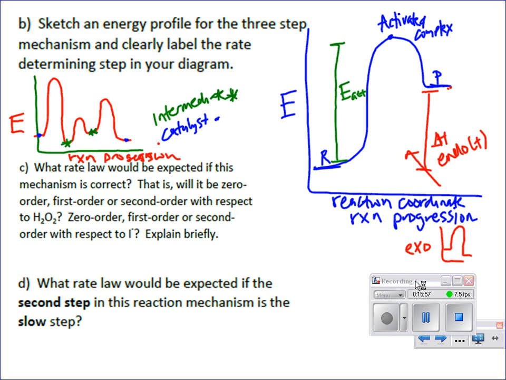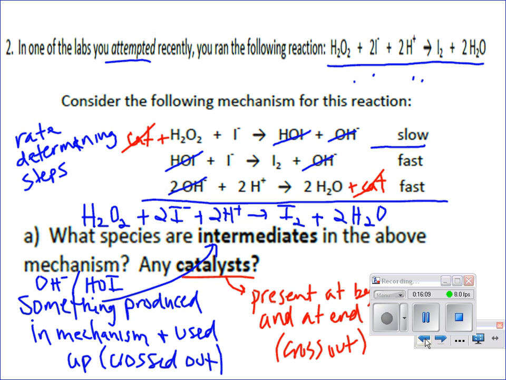All right. Now is the important part. This is the reason we're doing this. We want to know rate law. What rate law would be expected if this mechanism were correct? So I'm going to go back. It's on the same page for you guys. I'm going to go back to the actual mechanism. Whenever I need to find the rate law, I go to the step that determines the rate, which is my slow step. Go to your slow step.